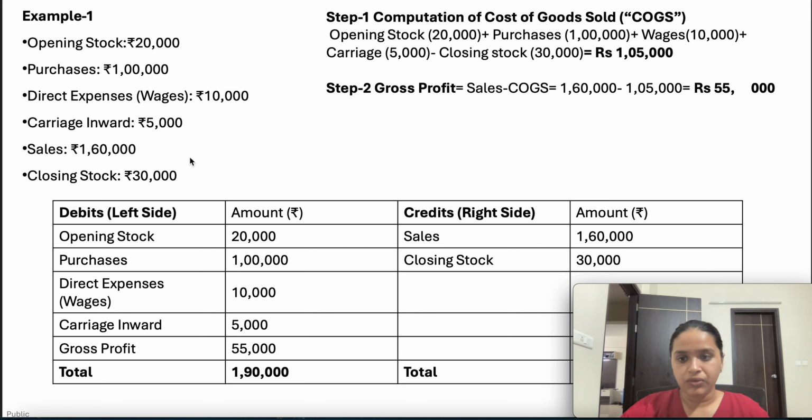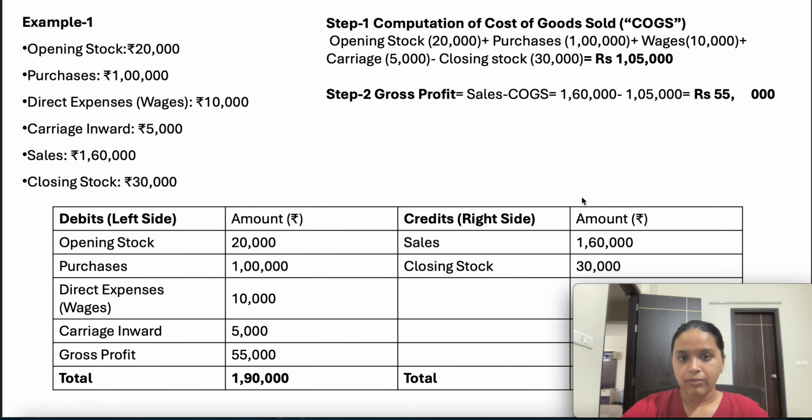Okay, so first of all, you have to calculate the cost of goods sold. What is the cost of goods sold amount? How do you calculate it? Opening stock you have to add, purchase amount of 1 lakh you also have to add, direct expenses and carriage inward also you have to add, but closing stock you have to deduct, right? So the cost of goods sold amounts to 1,05,000, and if you are able to sell it at 1,60,000, how much profit have you earned? It means 55,000. Okay, this is the first method through which you are able to calculate the gross profit.